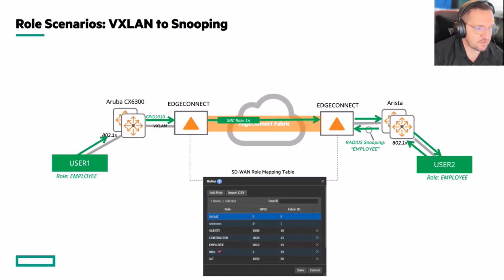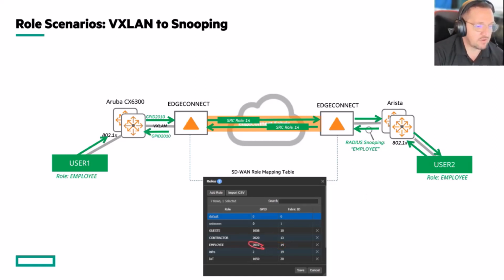So now this EdgeConnect does a lookup on the actual name. Case sensitive, very important that you have precisely the same role name there. So if we snoop employee uppercase off the wire, you need to have employee uppercase configured in this roles list that you see at the bottom of the page. So now from this point on, it's all normalized. We know it's employee, so we encode source role 14.